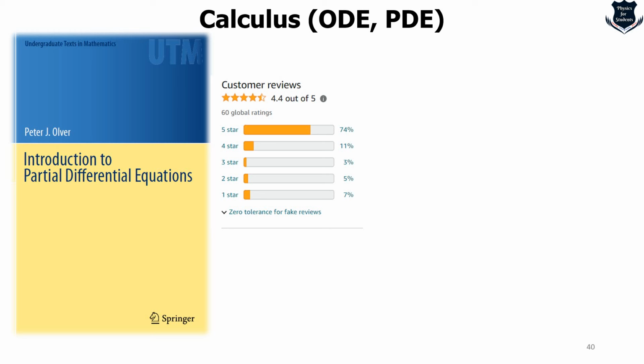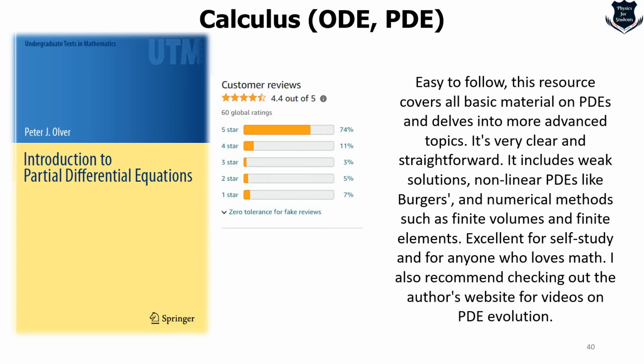And finally, you will also see this book, which is very, very important, which is called Introduction to Partial Differential Equations. Now, this is a Springer edition written by Peter J. Olver, and this is exclusive to PDEs. But what I found very interesting about this book is that it is easy to follow, most importantly. It is very straightforward. It includes weak solutions, nonlinear PDEs, Burgers' equation, and numerical methods. And it is excellent for those who are doing a self-study.